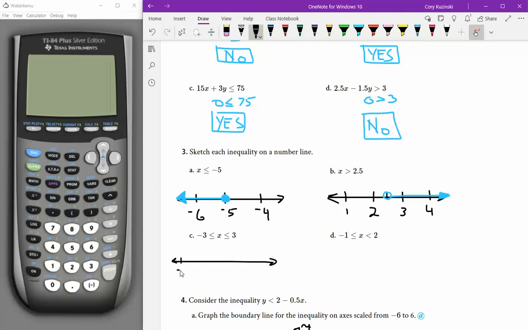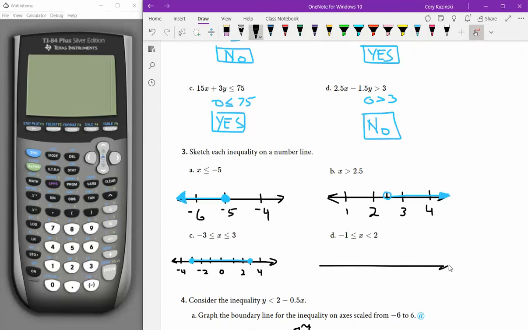All right, how about negative 4, negative 3, negative 2, negative 1, 0, 1, 2, 3, and 4. A little scaling there. And this says everything between -3 and 3 inclusively. Inclusively because of the "or equal to" at -3 and 3. So I'm going to do colored in dots for that. And then everything between them would be that right there.